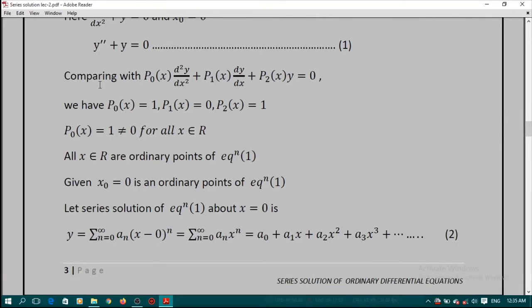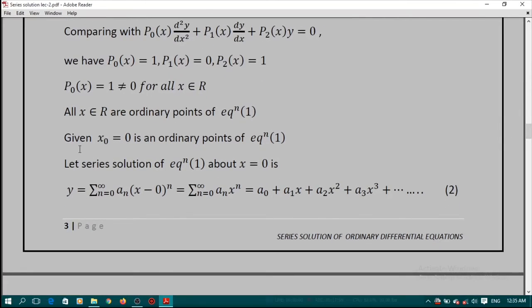Now comparing with p0(x) d²y/dx² + p1(x) dy/dx + p2(x) y = 0. So here p0(x) = 1, p1(x) = 0 and p2(x) = 1. So you can see p0(x) = 1, which is not equal to 0 for all x belongs to R. So that means all x belongs to R are ordinary points of equation 1. So here the given point x0 = 0 is an ordinary point of equation 1.